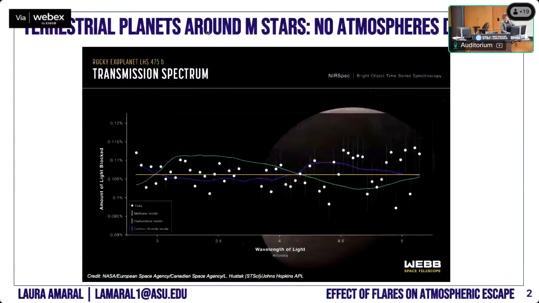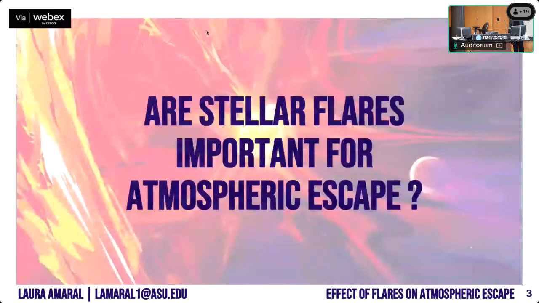We have seen several times the flat curves from JWST for rocky planets around M-stars. The community is always wondering why that happens, why we're not seeing any atmospheres on those planets, and if it might be driven by something like stellar activity, because M-stars are very active. So, to answer this question, are stellar flares important for atmospheric escape? I'm going to show you my work.